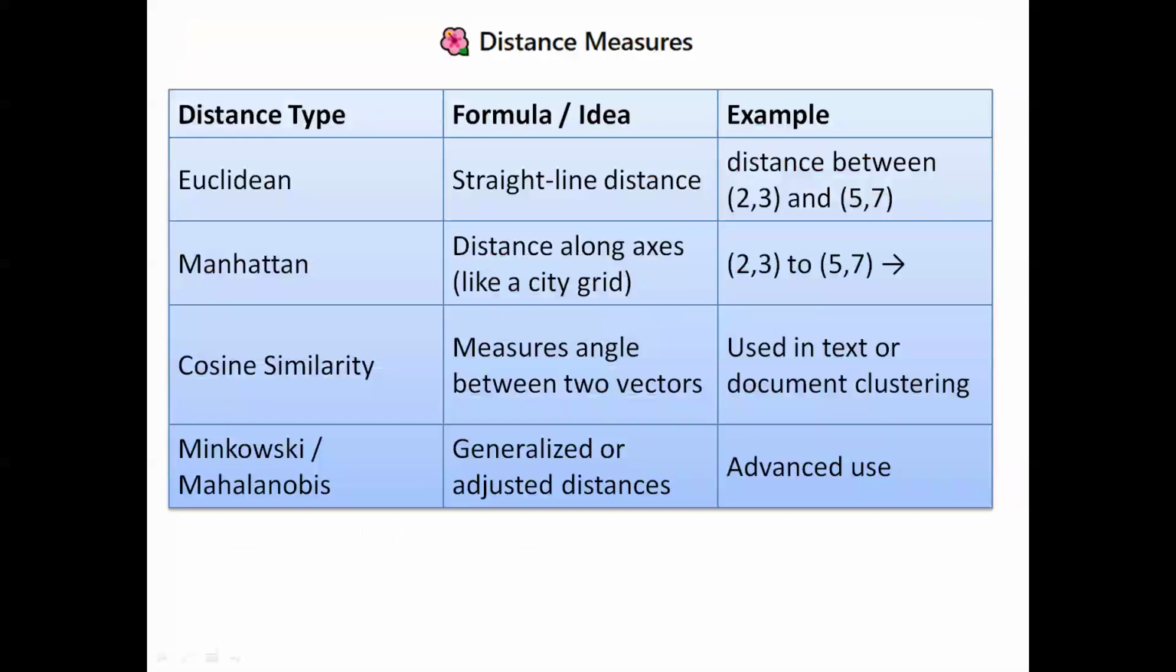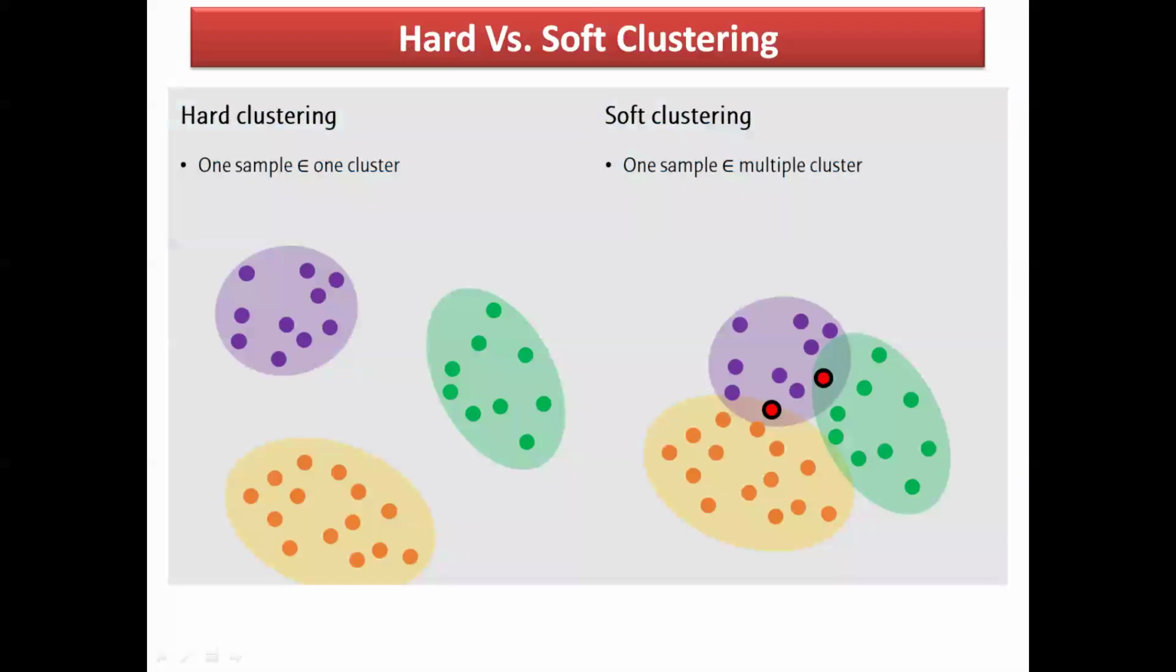Okay, so you can see that there are different distance measures. We will discuss these parts when we cover the DBSCAN algorithm more broadly. In a bird's-eye view, there are two types of cluster formation, clustering techniques: one is hard clustering and the second is soft clustering.